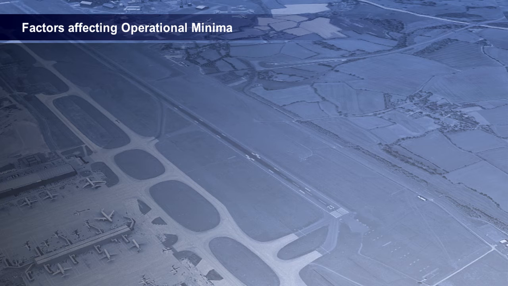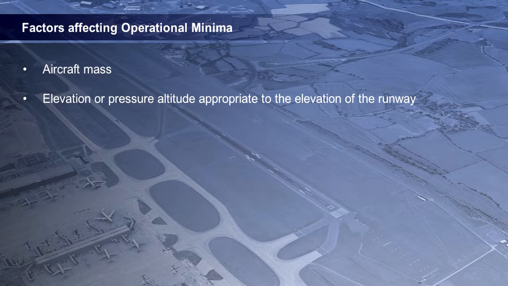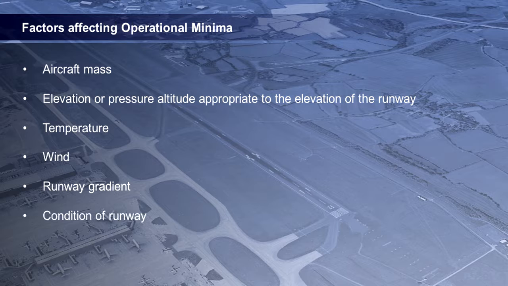In general, approach minima are developed by adding the effect of a number of operational factors to the OCA or H to produce, in the case of precision approaches, decision altitude or decision height, DA or DH, and in the case of non-precision approaches, minimum descent altitude or height, MDA or H. The factors that are taken into account when determining this calculation are aircraft mass, elevation or pressure altitude appropriate to the elevation of the runway, temperature, wind, runway gradient, condition of runway.